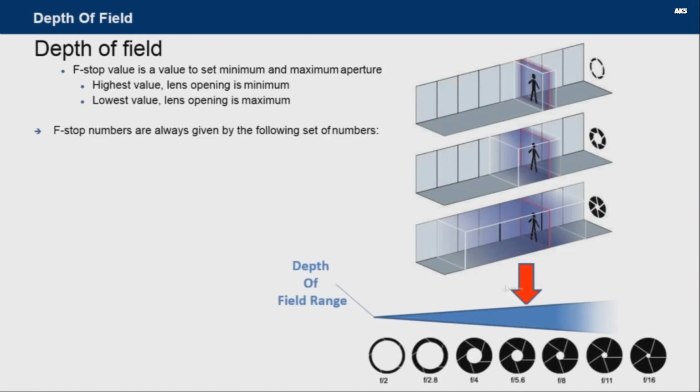As you can see from this example, depth of field is based on the iris opening value, that means the f number or f-stop. This value specifies the range of incoming light and creates the depth of field. So with the highest value of f-stop, the lens opening is minimum, and with the lowest value of f-stop, the lens opening is maximum. The f-stop numbers are always given by the following set of numbers. Most used are 1, 1.4, 2, 2.8, and others.